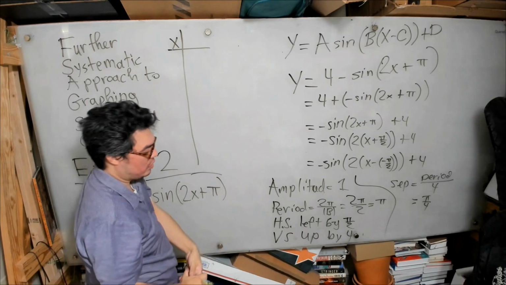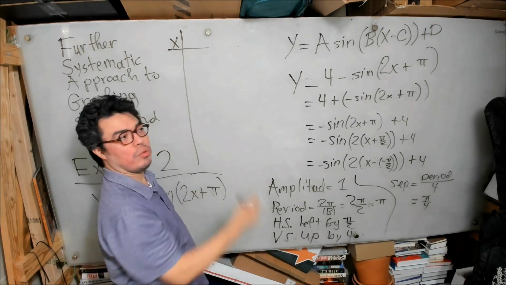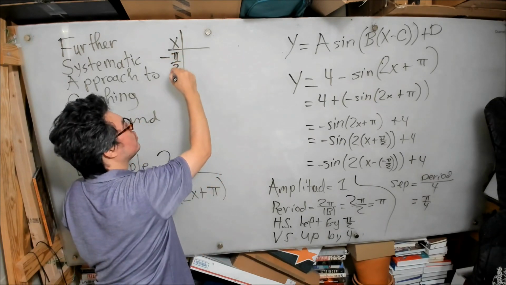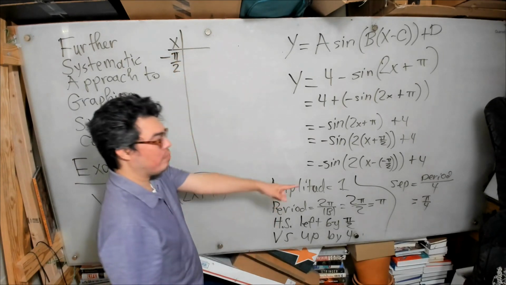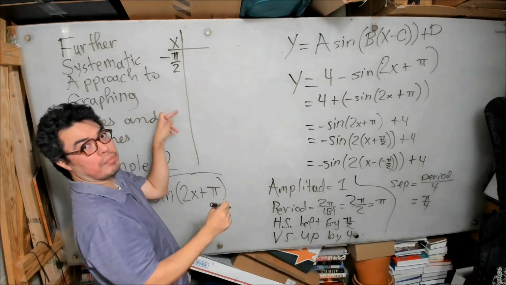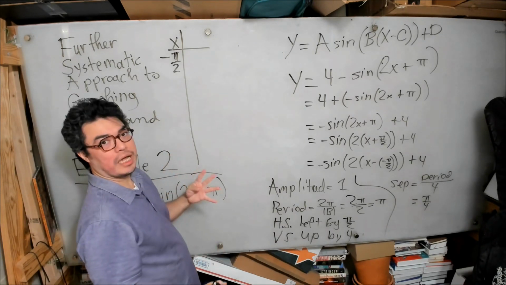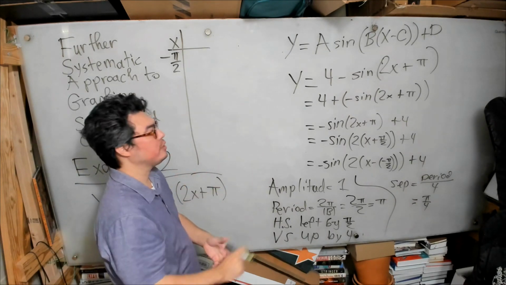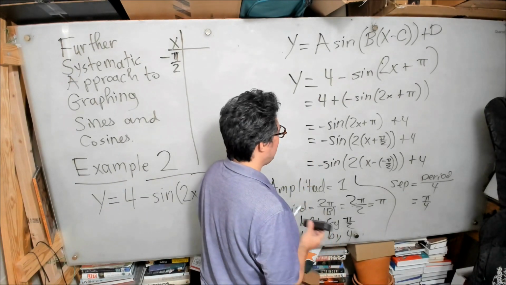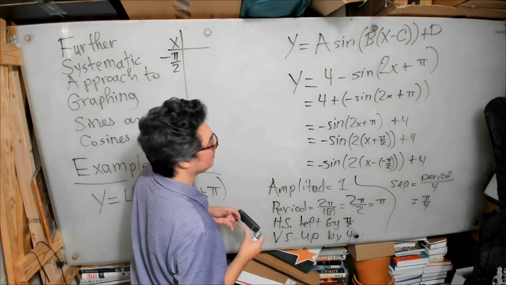So, since we know it's a horizontal shift left by pi over 2, what's 0 minus pi over 2? Negative pi over 2. Now, my separation is pi over 4. So I'm going to have to add pi over 4, 4 times to get our main points. Let's do that here in explicit detail. And let me just copy this over a little bit.